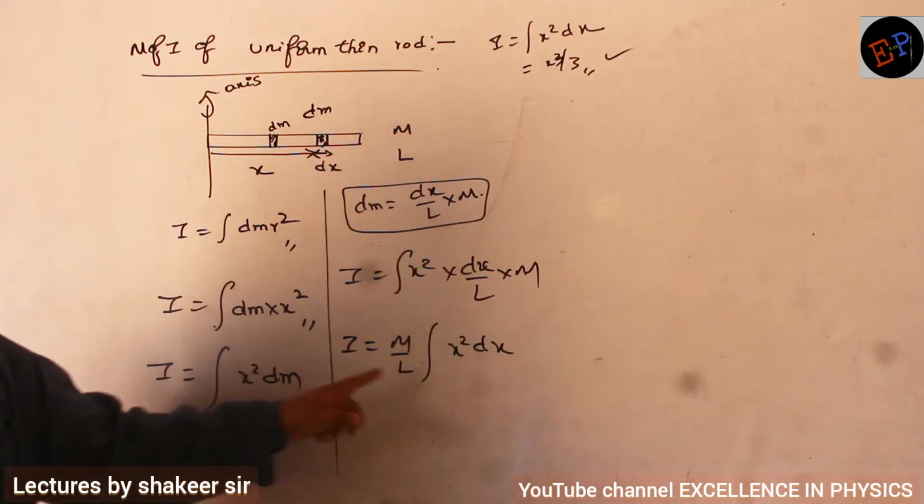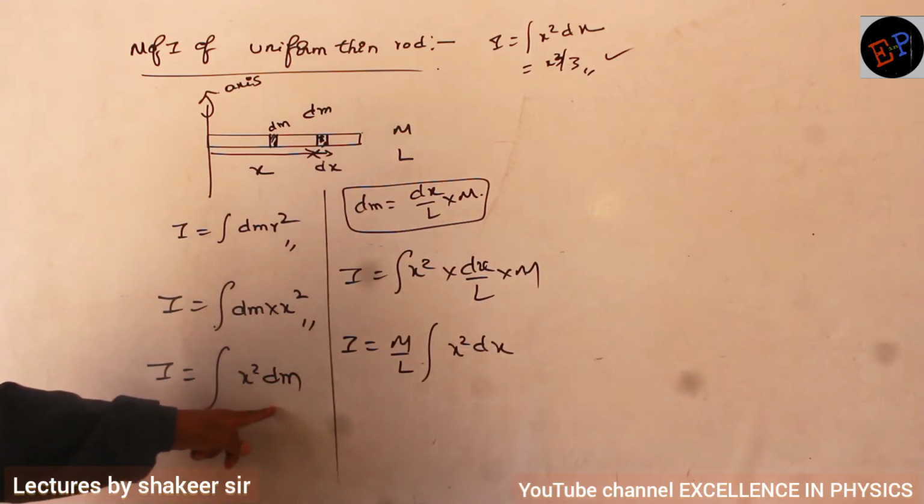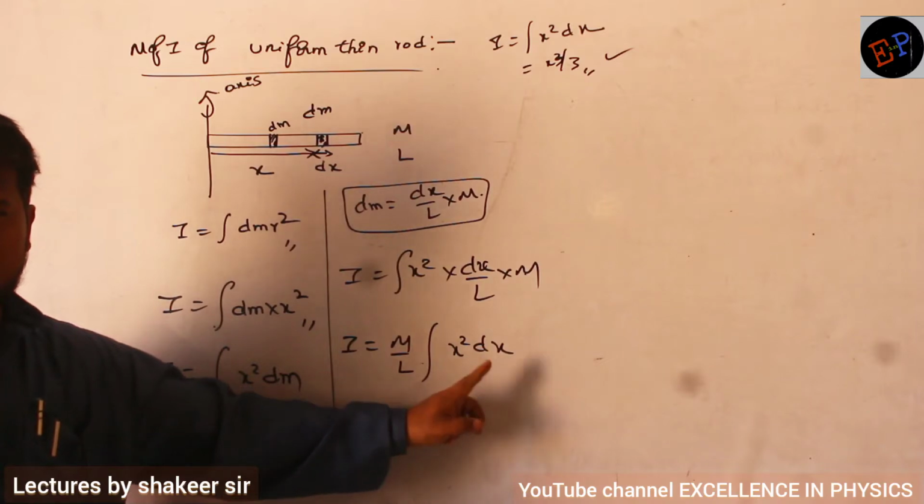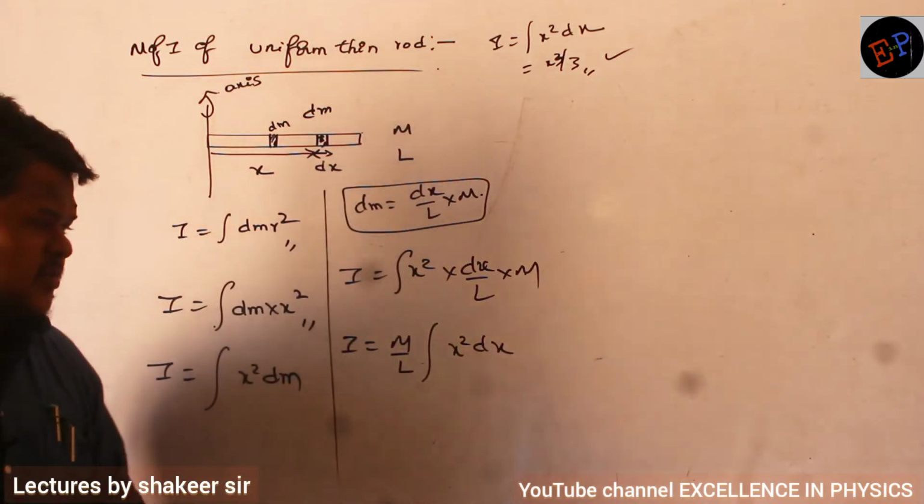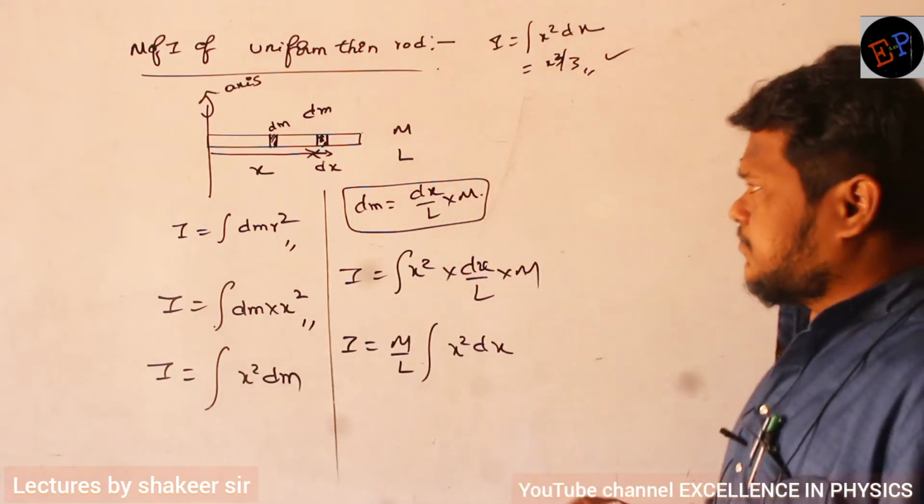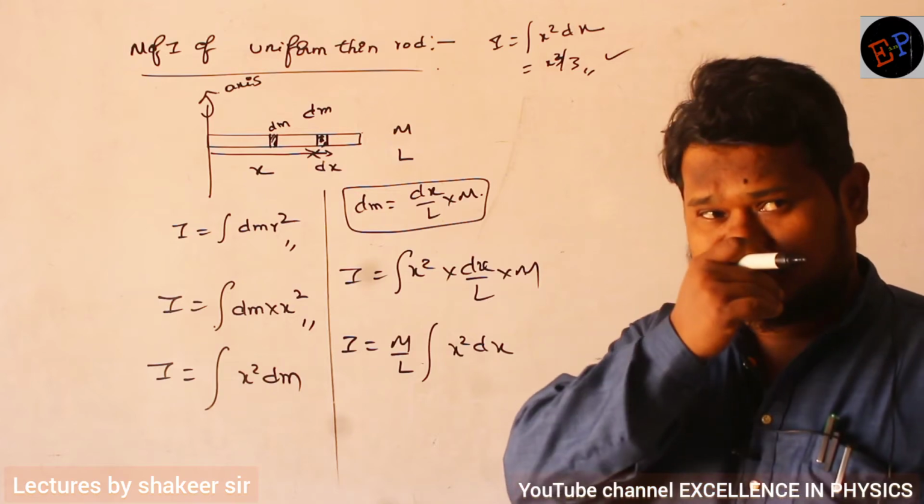Are you able to see the difference? Here I am integrating x square with respect to dm, which is impossible. But here, integration of x square with respect to dx is possible. Are you able to understand? And what are the limits of integration? From where to where should we integrate this rod? 0 to L.